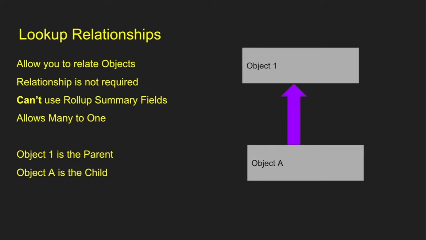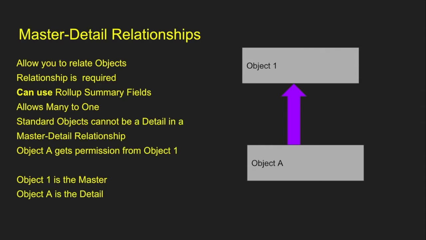Typical relationships you see like this out of the box, account and contact are similar to this, where object 1 is the account, object A is the contact. That's a common relationship you can see. That's just a standard lookup relationship. One thing to note with lookup relationships, you can't use roll-up summary fields. If you want to use that functionality, you actually have to use the next one, which is master detail relationships. This is very similar to the lookup relationship, except that it's a master detail, which means that object A here is going to inherit all its permissions from object 1.